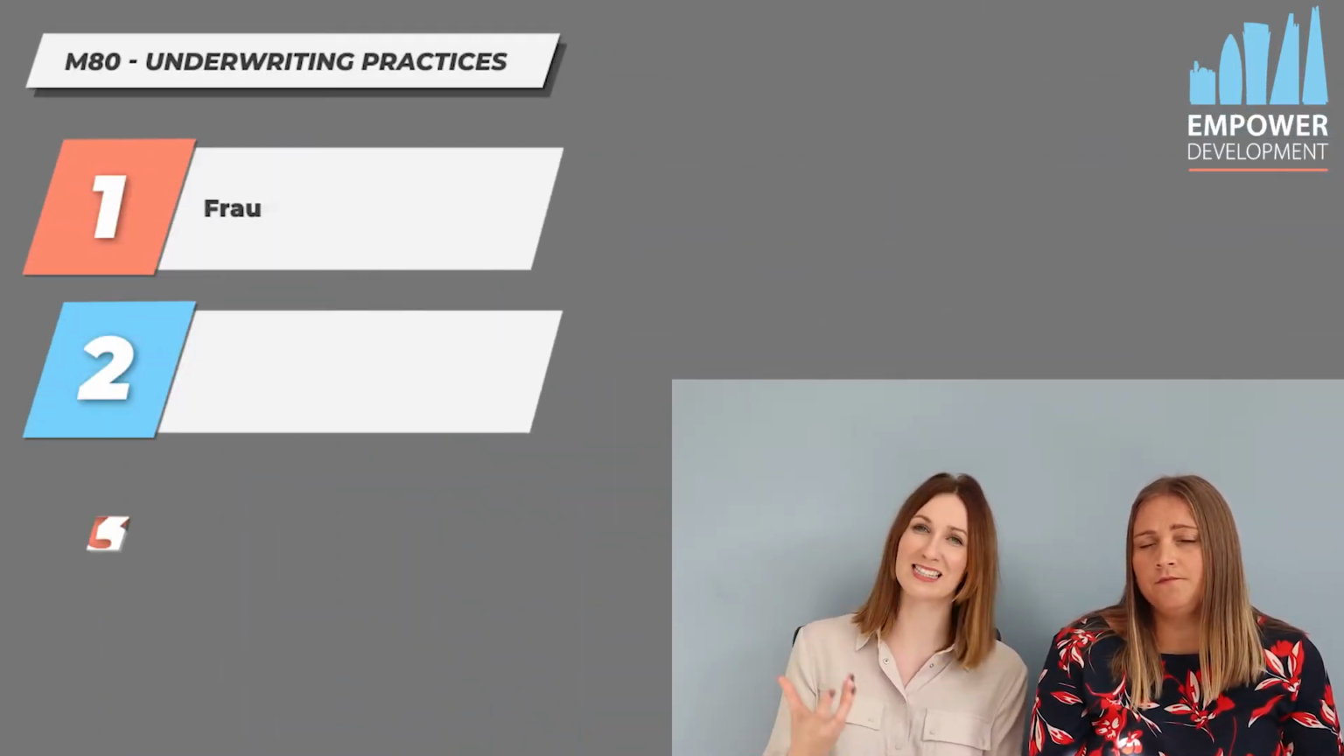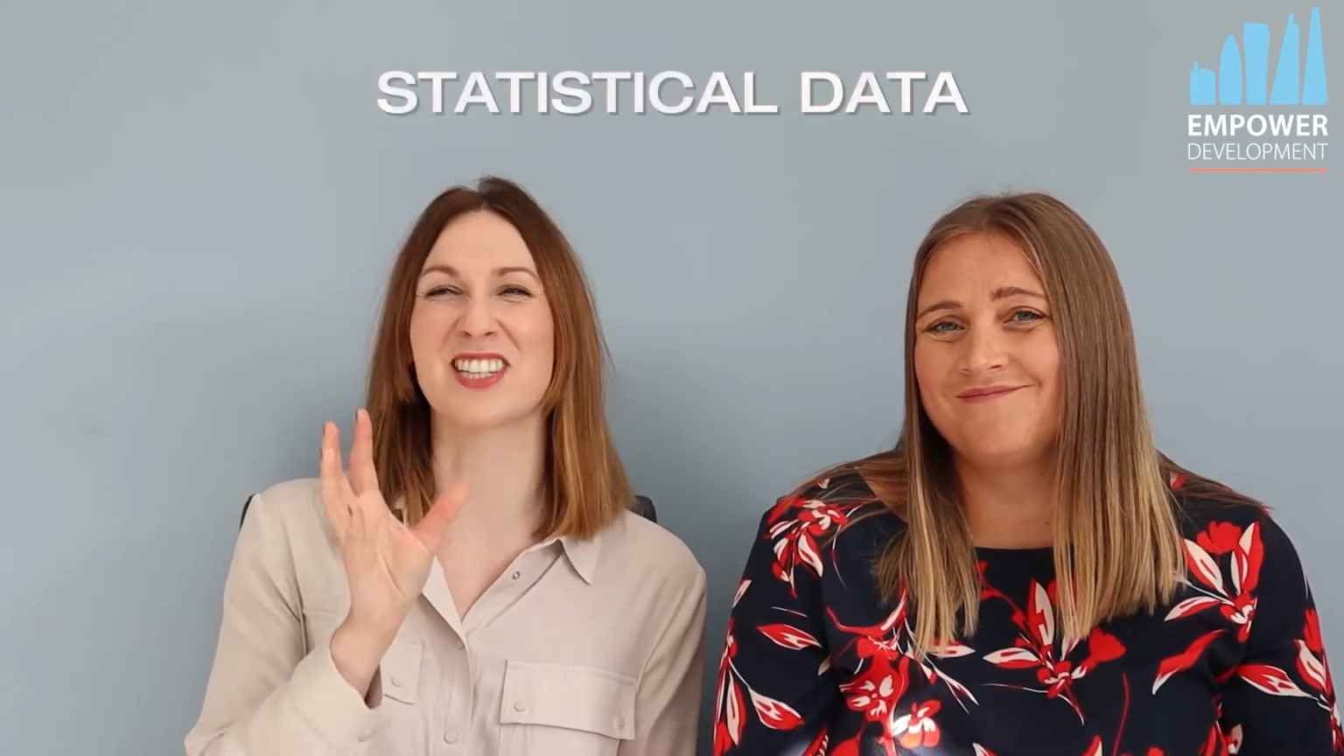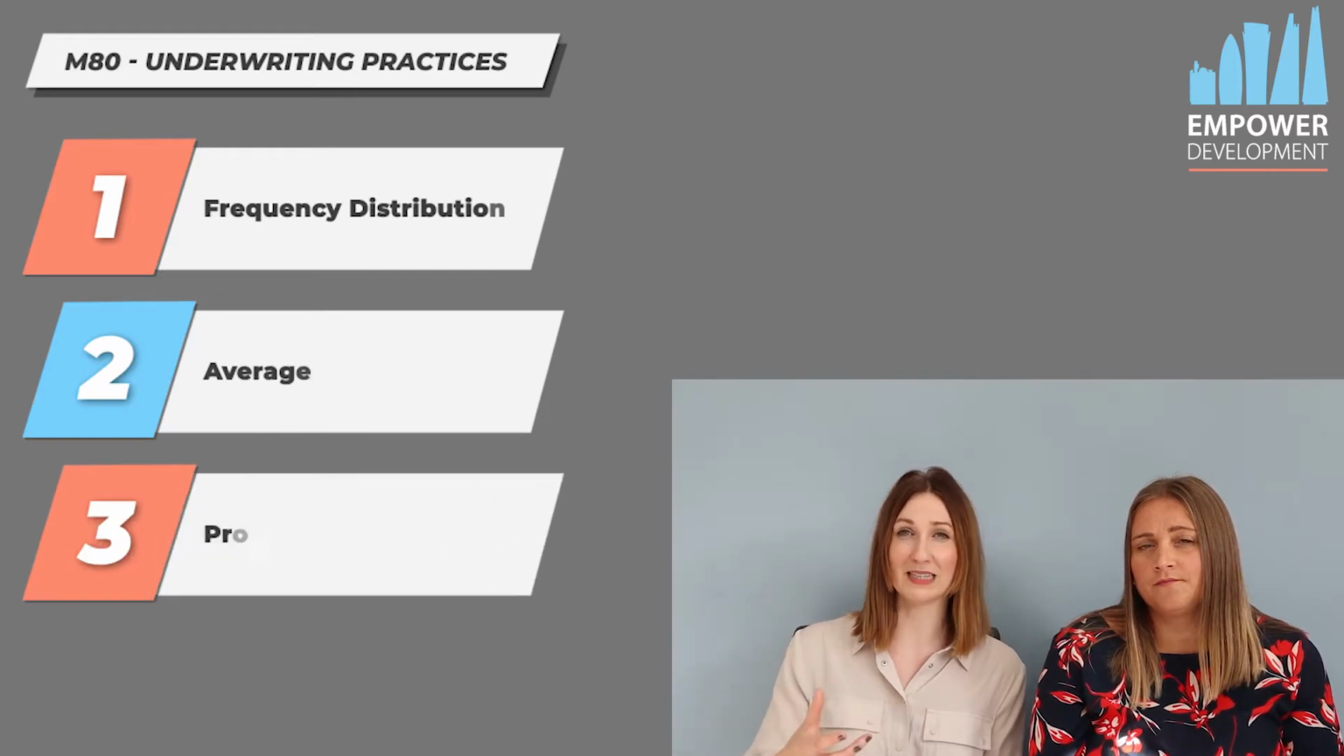Then as we get a little bit further into the book, we're talking more about the actual policy and practice of underwriting. So we talk about elements of fraud, risk classification. They talk a little bit about moral and physical hazards that you've met before. And then we start to get into the nitty-gritty of the maths, so the statistical data. If you've done LM3, you get a really good grounding for this already because it goes back into things like frequency distribution, average. They talk a little bit about probabilities and how this all factors into the underwriting process and the decisions that underwriters make.